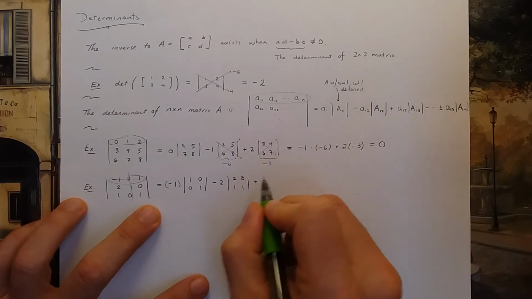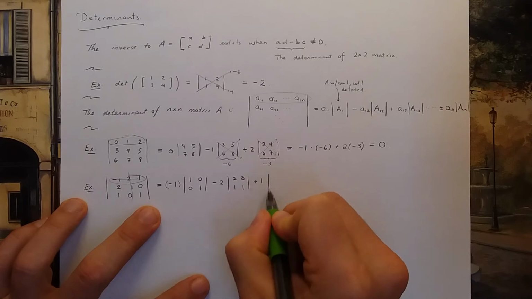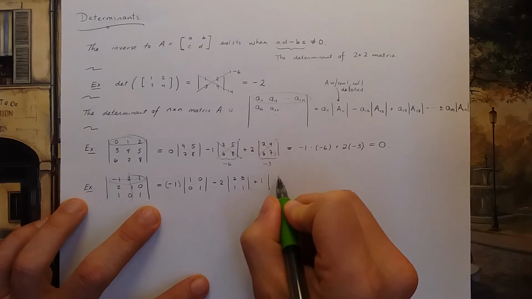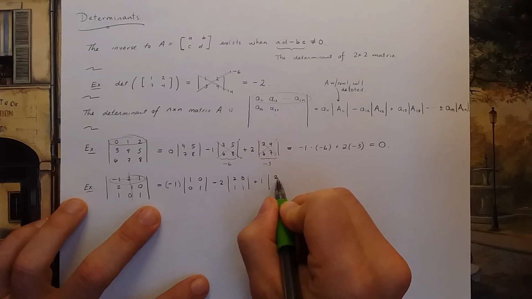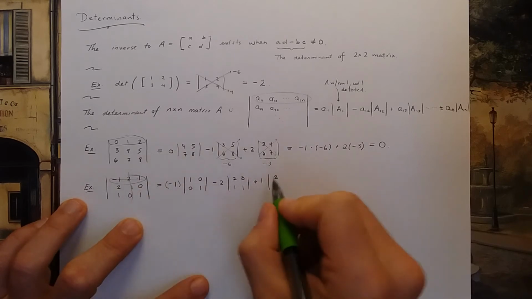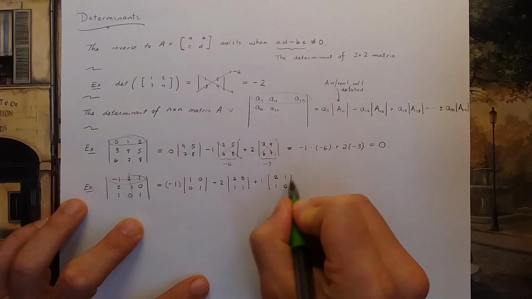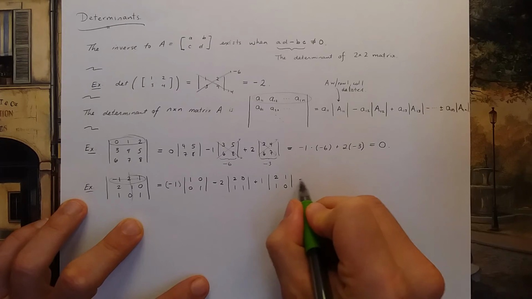Plus 1 times 2, 1, 1, 0. Okay, and then you could just do the calculation.